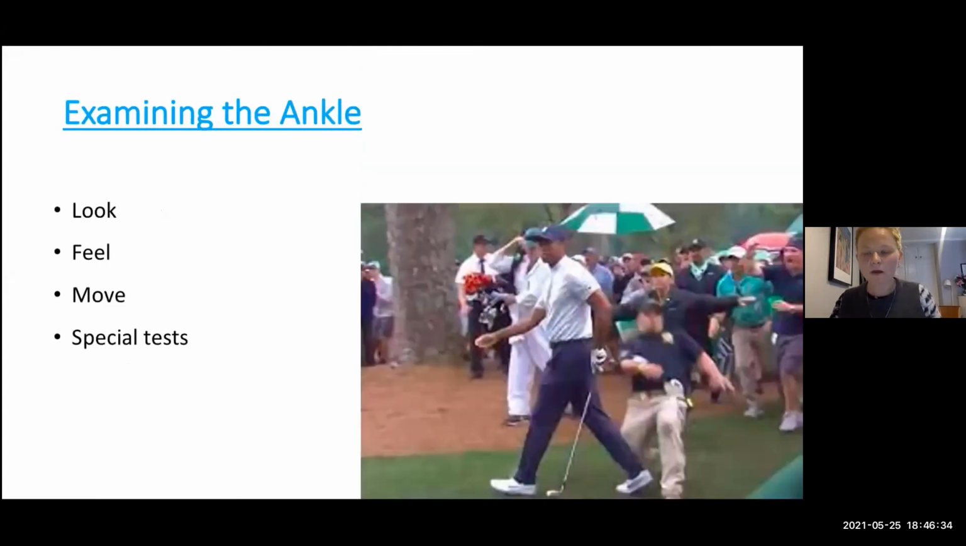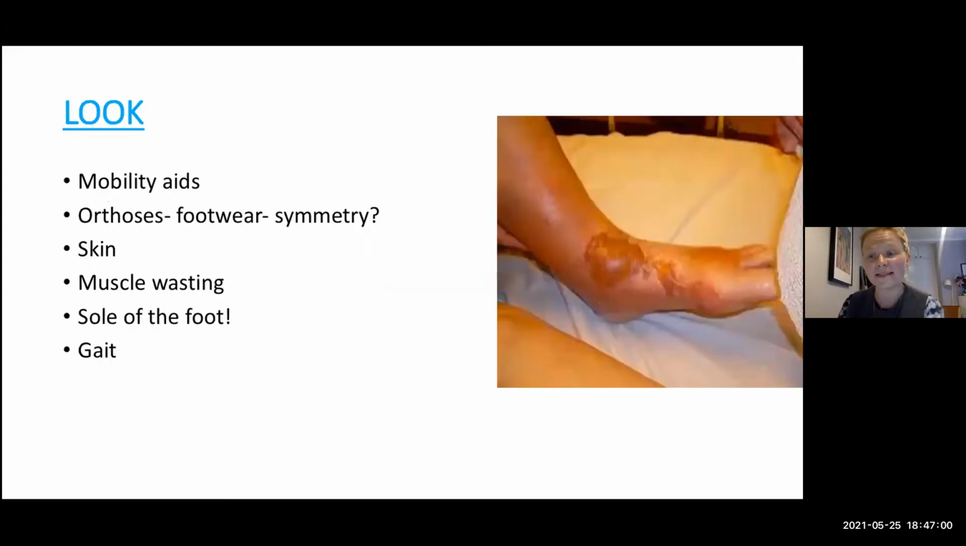Fine. So very obvious, and I'm sure it's taught for every joint you will see: look, feel, move, and special tests. This is a very grainy shot of Tiger Woods, who very nearly broke his ankle having an accident 2 years ago. With the ankle, it's no different to any joint, and we start very basically looking at the end of the bed. So, how does this patient look?